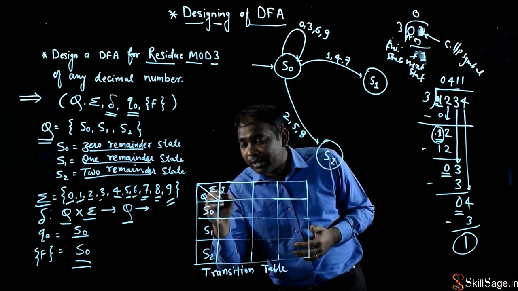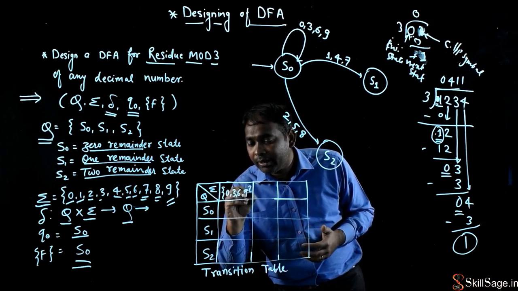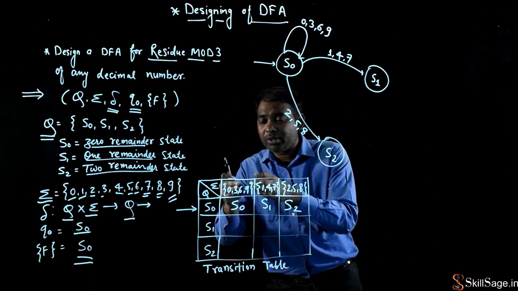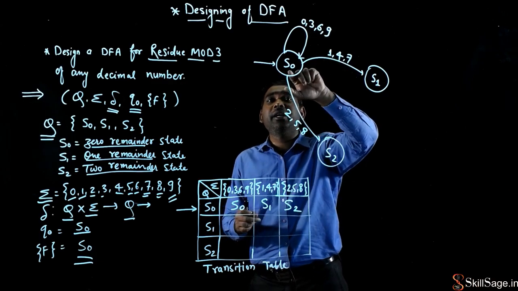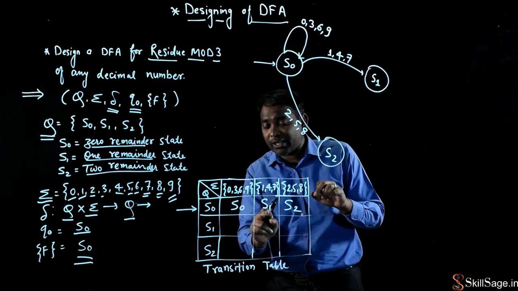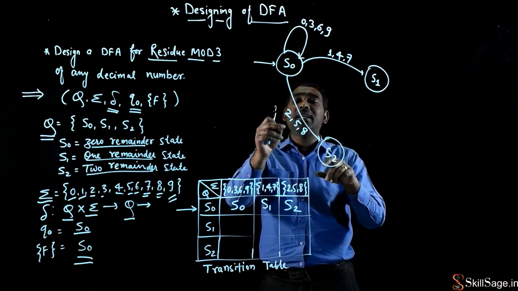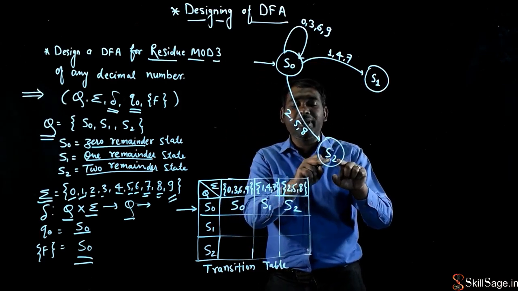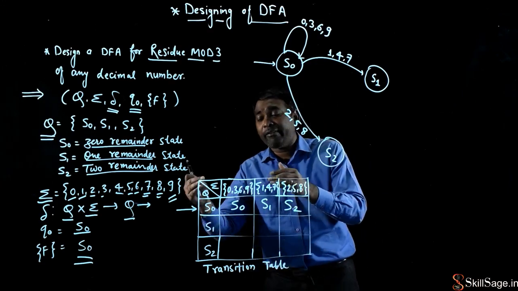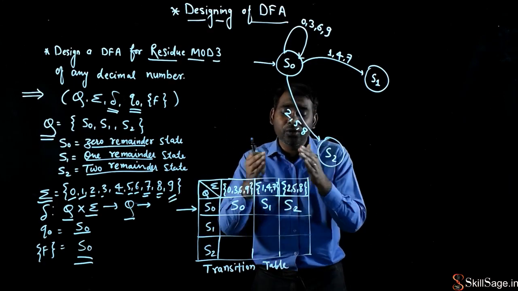So I'll just say that if it is either 0, 3, 6 or 9, suppose I'm here at state S0, on 0, 3, 6 or 9, if I take the transition, I will go to S0. On 1, 4 or 7, my next state is S1, so I make this entry here. From the current state S0, if there is a transition on 2, 5 or 8, my next state is S2. So I make this entry here. Right, so I have got all the entries for S0, for all the transitions from 0 to 9.